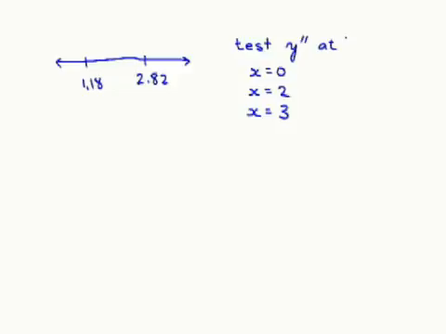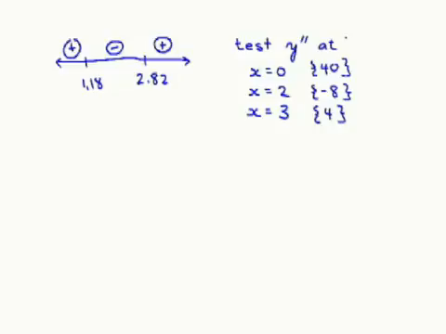When x is equal to 0, my corresponding value for y double prime is 40, so I put a positive on that interval on the number line. When x is equal to 2, my corresponding value for y double prime is negative 8, and a negative value is placed on that interval. And when x is equal to 3, my corresponding value for y double prime is 4, and I put a positive value down on that region of the number line.